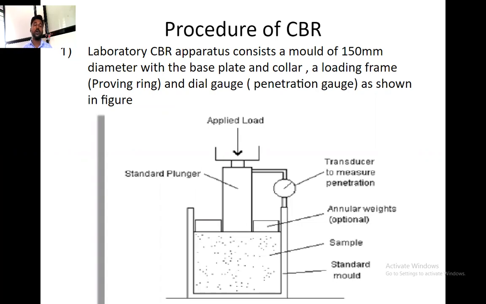So we have seen there is one cylinder we are using here, and the diameter of that cylinder is 150 mm. We are compacting the soil into that cylinder in 3 layers or in 5 layers, depending on the type of compaction. If there is light compaction, we have to use 3 layers. If it is heavy compaction, we have to go for 5 layers. And there are different loads that we have to use for the different compactions.